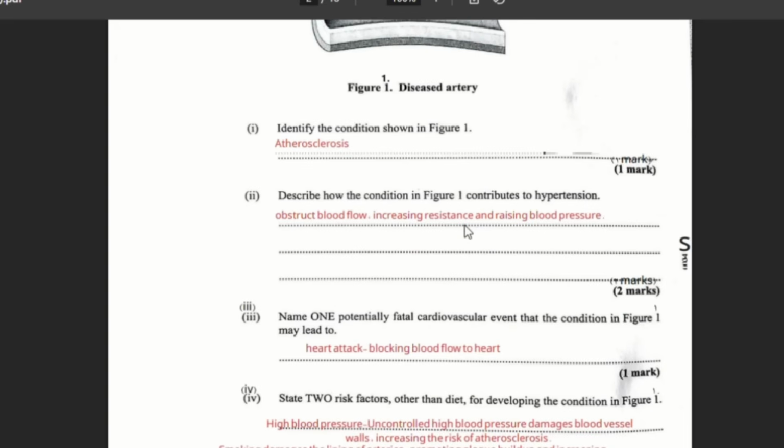So it can lead to a heart attack because the blood that's supposed to leave the heart and go out is going to be blocked, and it can cause backflow, so it can lead to a heart attack if the blood is not flowing and regulating how it's supposed to. So that is how that condition can lead to a heart attack for this diseased artery.